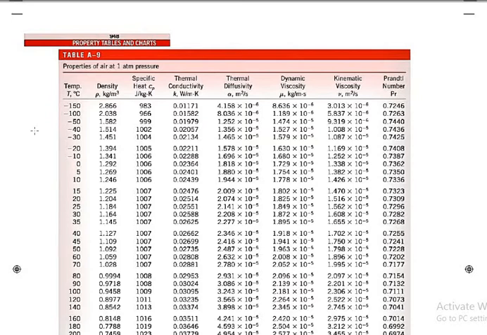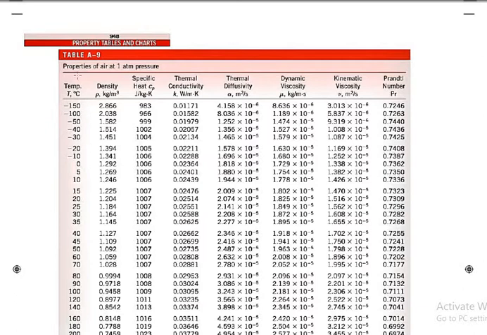Before going to the problem, we should know that we require some properties of a fluid to solve the problems, like density, specific heat, thermal conductivity, thermal diffusivity, dynamic viscosity, kinematic viscosity, and Prandtl number. These properties we have to find out for the specific temperature of the fluid.